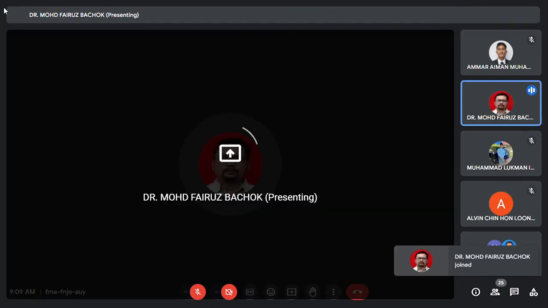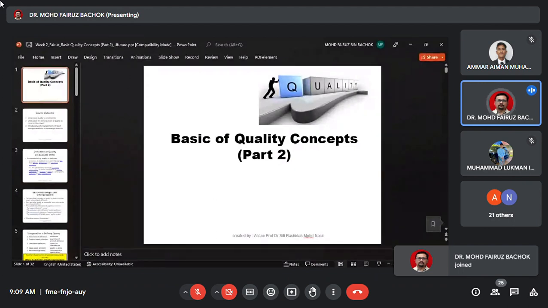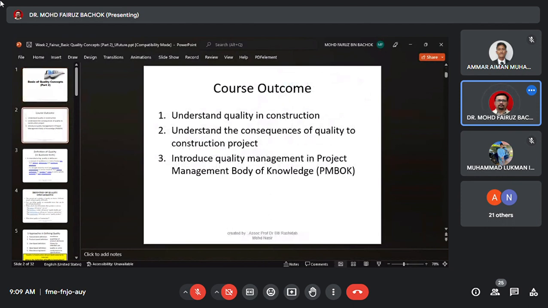But also the concept of the quality, but we will look much more in detail, much more in depth. So for the first, for the cost outcome, this first one is to understand the quality in the construction. This is what we are interested in as a civil engineer. And number two, to understand the consequence of quality to construction management. Why we need quality while we are doing a construction project. There's a reason.